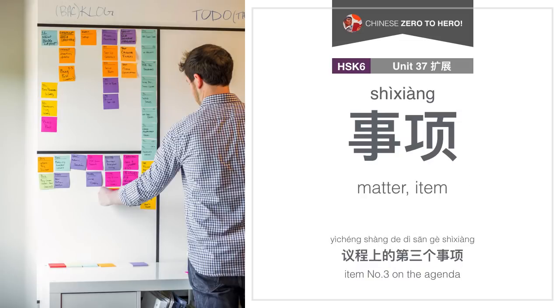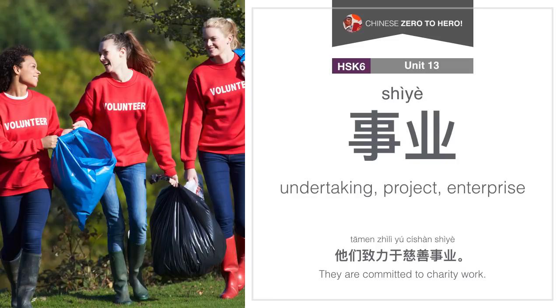In HSK 6, we also learned the word 事项, meaning matter or item. 议程上的第三个事项, item number 3 on the agenda. In HSK 6, we also learned the word 事业, meaning undertaking, project, or enterprise. 他们致力于慈善事业。They are committed to charity work.